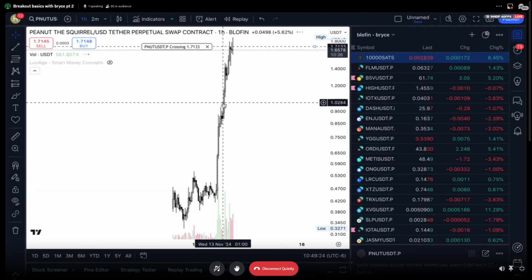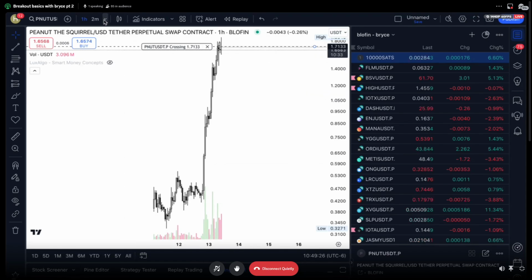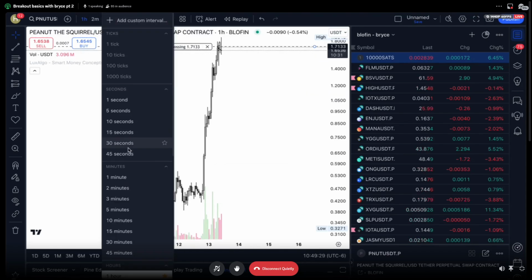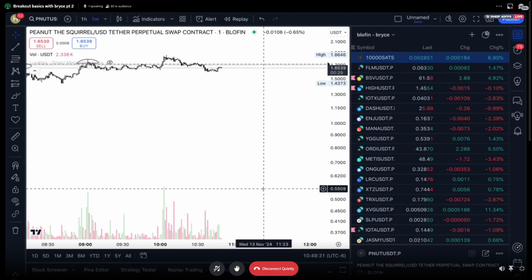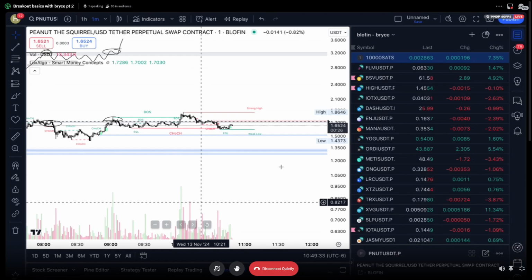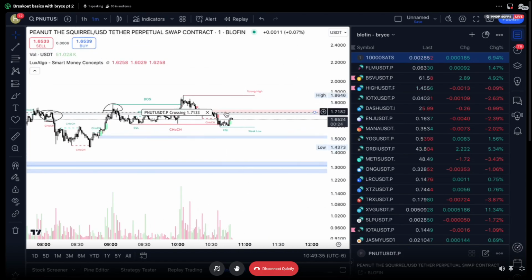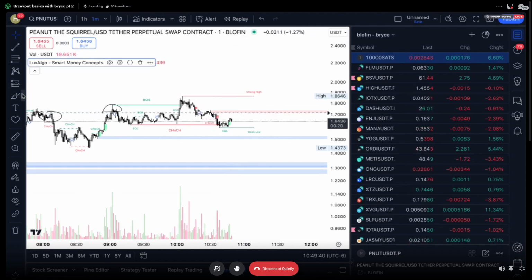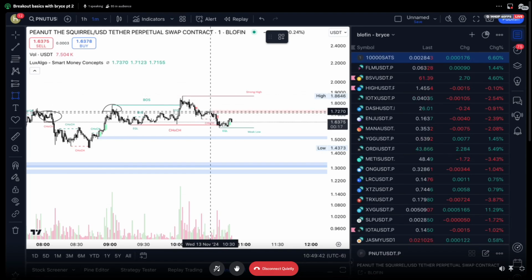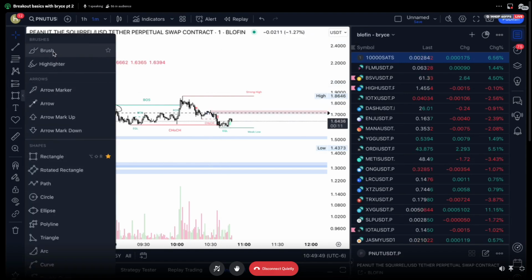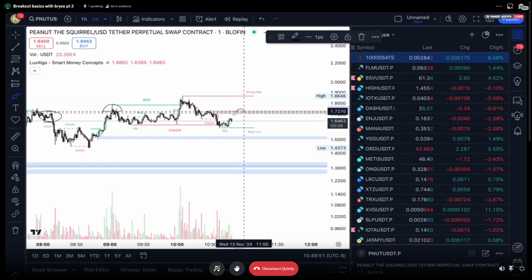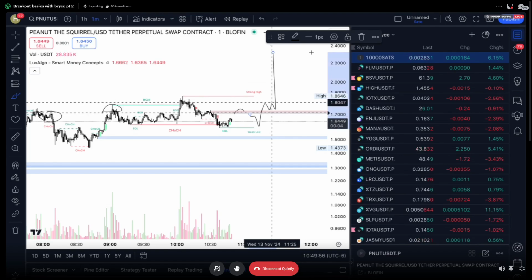Everybody's asking about Peanut. So Peanut, same thing. What are we waiting for? Sweep above, deviation back below, long the reclaim. That's it. It's that simple.